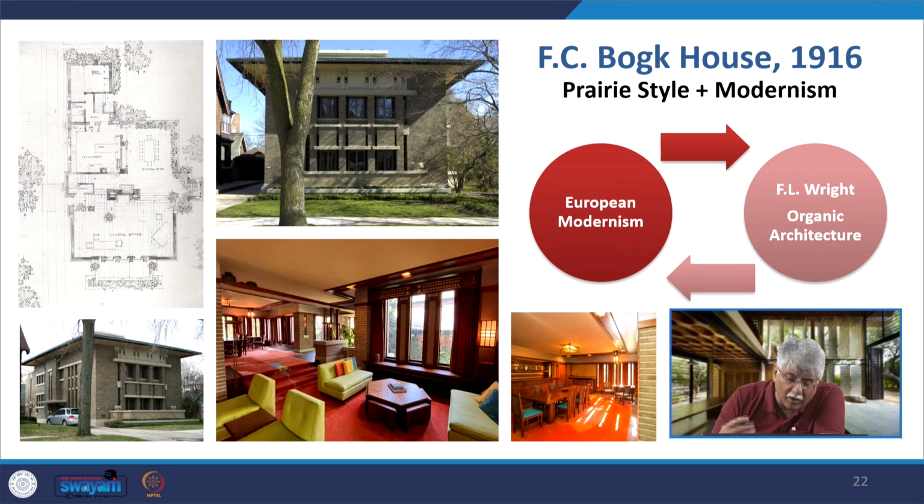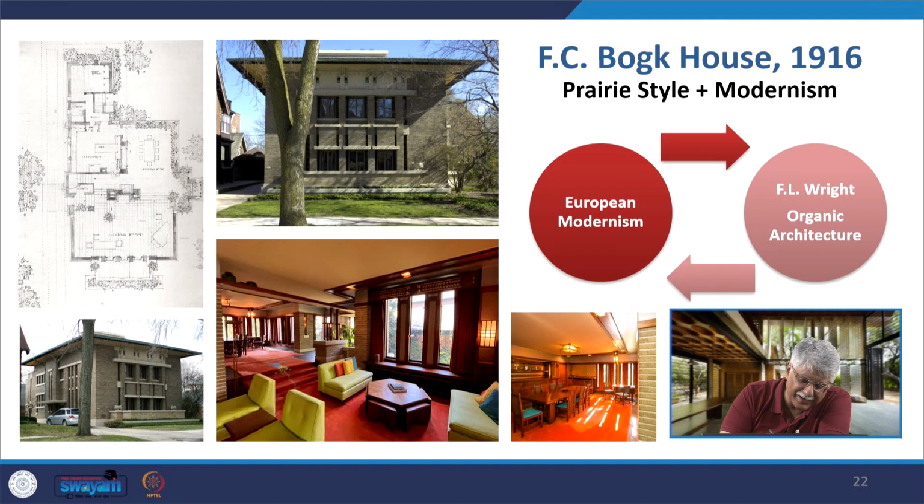If you look at the Bock House, one thing that happened because of this interaction is that Wright also started changing. Not only did the younger European architects learn from Wright, but whether he liked it or not, whether he had planned it or not, Wright also started learning from them. And when he designed the Bock House in 1916, it was in the prairie style, but it was also with modernism. How do I say that?